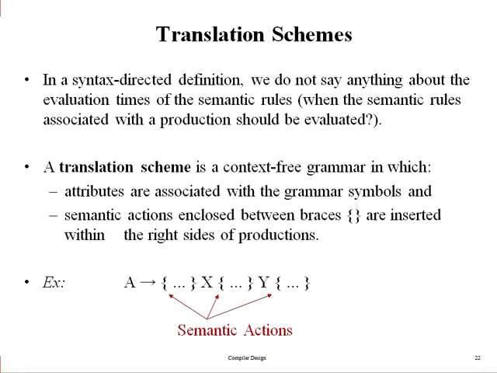So the second notation is translation schemes. As we have discussed, there are two notations that we can use for associating semantic rules to grammar production rules. The first one is syntax directed definitions, and the second one is translation schemes. In syntax directed definition, we will not say anything about the evaluation times of the semantic rules, so when to evaluate, when to calculate the attributes, or the order of evaluation.